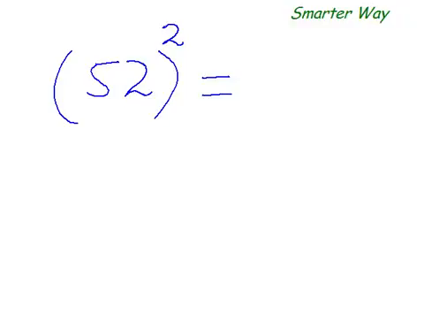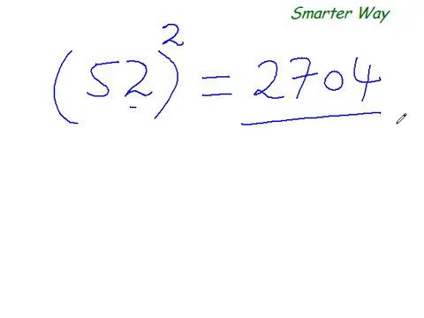Okay, so now let me do it the smarter way. So 25 plus 2 is 27 and the square of 2 is 4, so 04. This is my answer. Could you understand that? Okay, so let me just explain it to you in a more detailed manner.